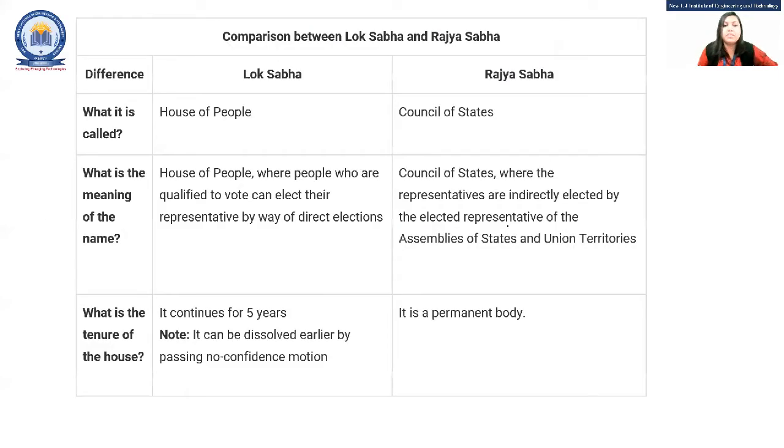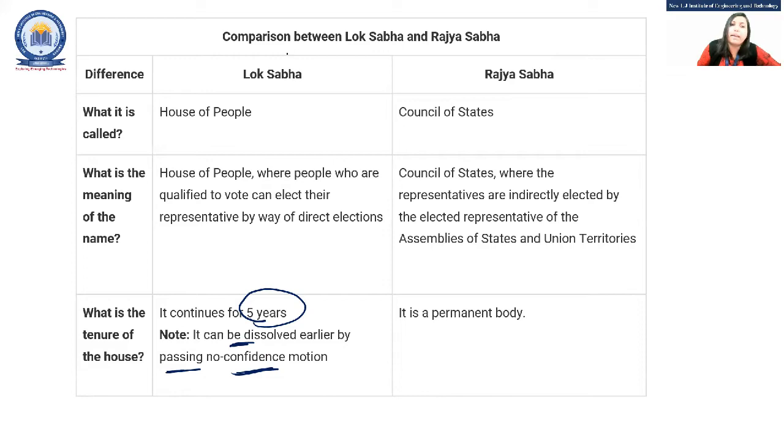For example, we can see here in the difference between the Lok Sabha and Rajya Sabha, it is written that the Lok Sabha can be dissolved earlier by passing a no confidence motion. No doubt the tenure is 5 years, but it can be dissolved if a no confidence motion is passed. So all the rulers of the Lok Sabha who have been elected democratically must have the confidence of the legislature so that they can command well.